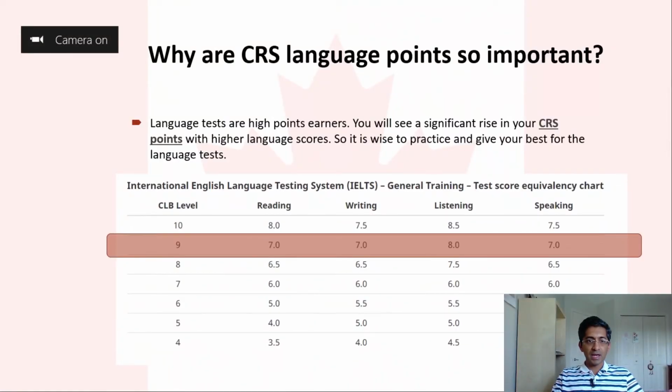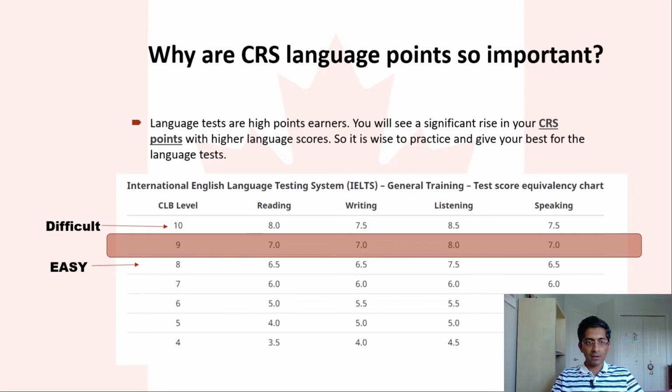So as I've been telling you, CLB level 9 is the most recommended score for your direct entry without a job offer. So getting 8 is easy, and getting 10 is very difficult. If you prepare really well, it is gettable. CLB level 9 is gettable. So it greatly improves your score. Make sure you get that right away.